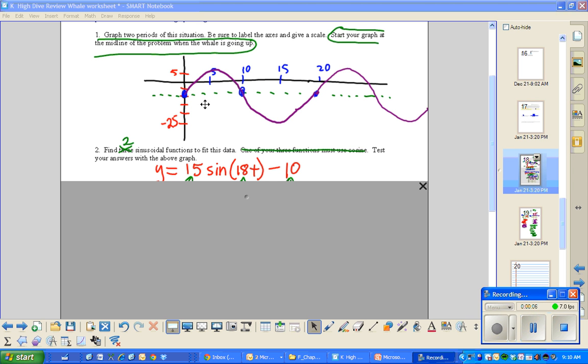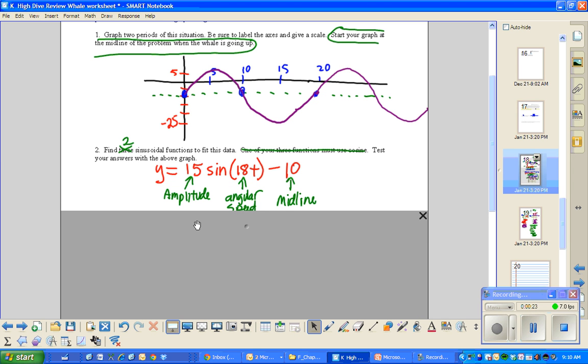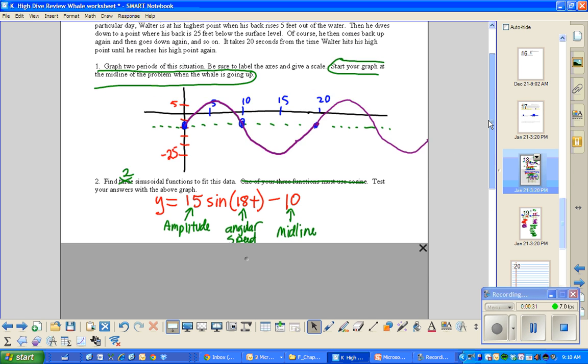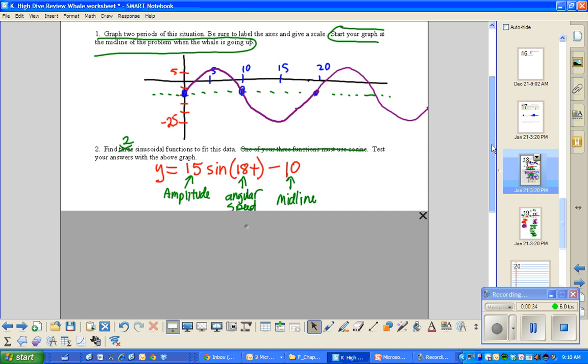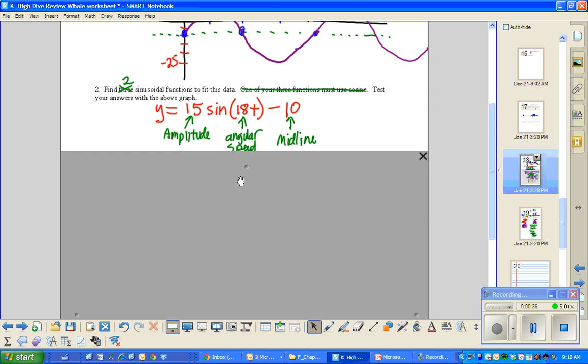And first of all, our problem number one was to graph it. Our midline is down 10. There was 30 feet from the top to the bottom. We divided that by 2, and that's 15 feet. That's where we got our radius or our amplitude. Our angular speed came from our information from our graph. We had 18 degrees per second. Midline is, like we said, at -10.